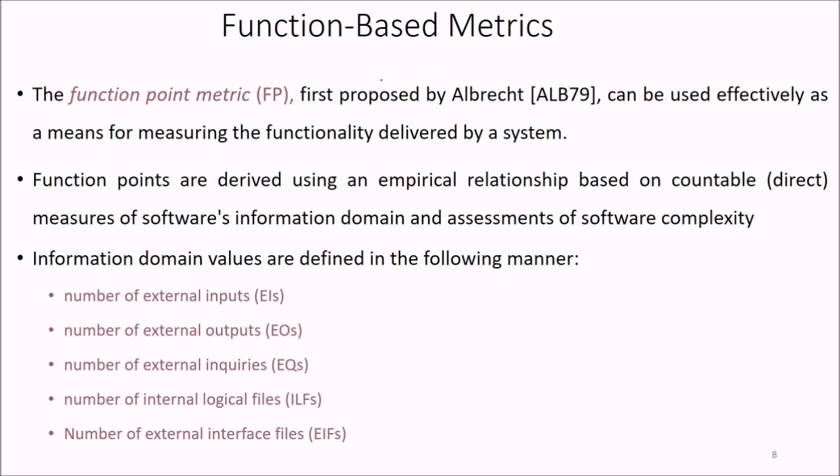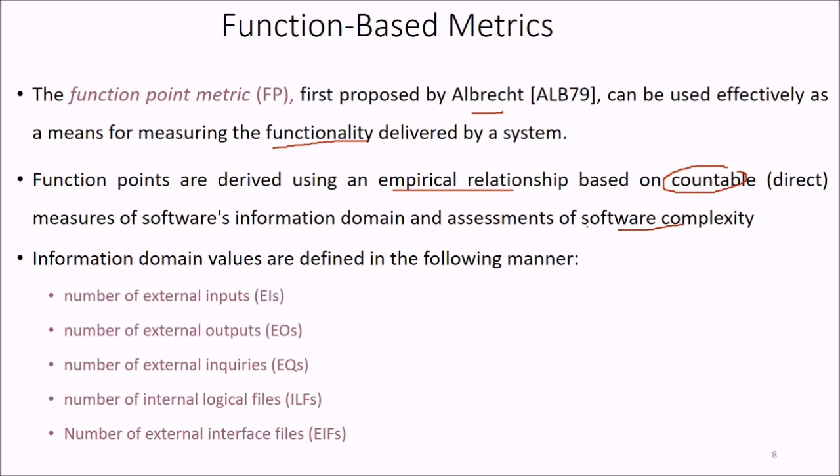The FP, or function-based metric, which was proposed by Albrecht, can be used effectively as a means for measuring the functionality delivered by the system. So the function point metric is essentially based on the functionality delivered by the system. Function points are derived using certain empirical relationships, which are based on direct countable measures of the software information domain, and also an assessment of software quality or complexity.